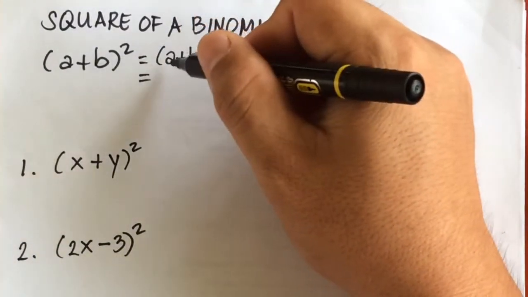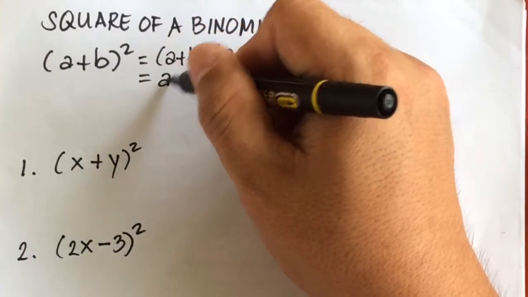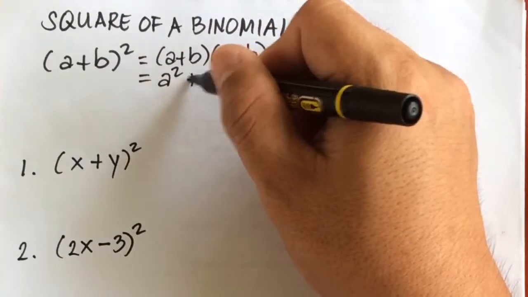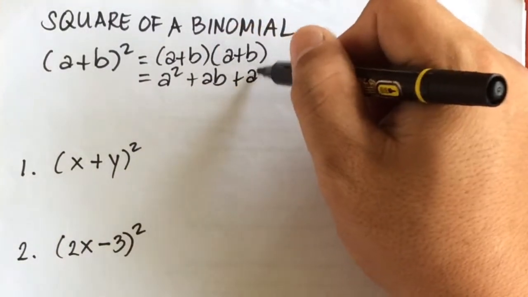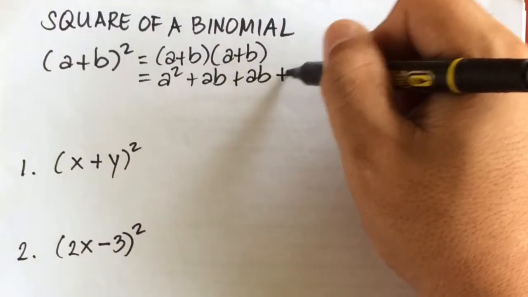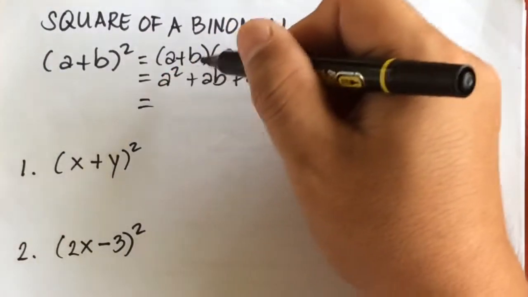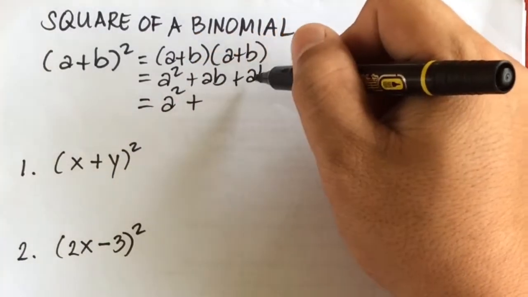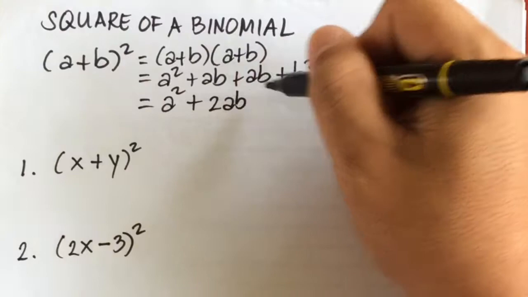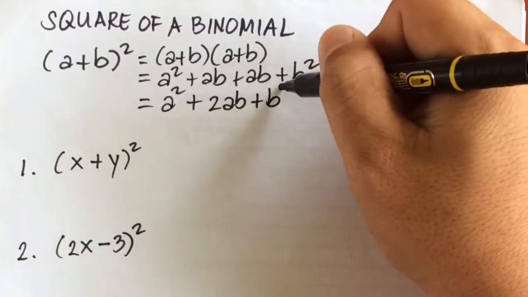Then applying the FOIL method, we're going to have a times a, which is a squared. a times b, that will be ab. Then plus b times a, ab, then b times b will be b squared. Then simplifying, we're going to have a squared plus ab plus ab will be 2ab, then plus b squared.